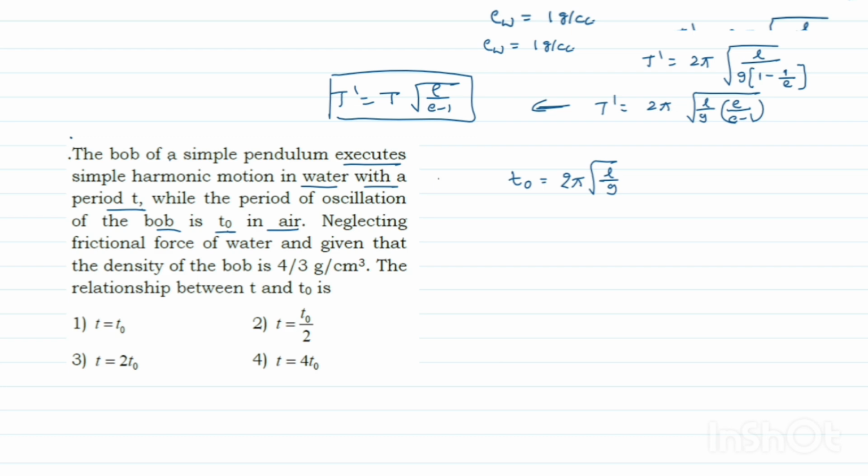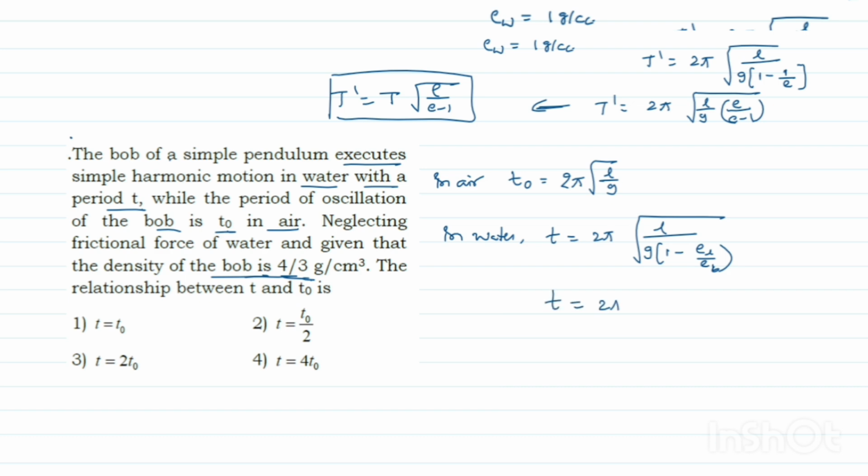So the air medium is T naught. In water, the time period T is nothing but 2π into root over L by g, where g is affected, into 1 minus the density of the liquid by the density of the body. Here we neglect the frictional force of the water, and the density of the bob is given as 4 by 3 gram per cc.